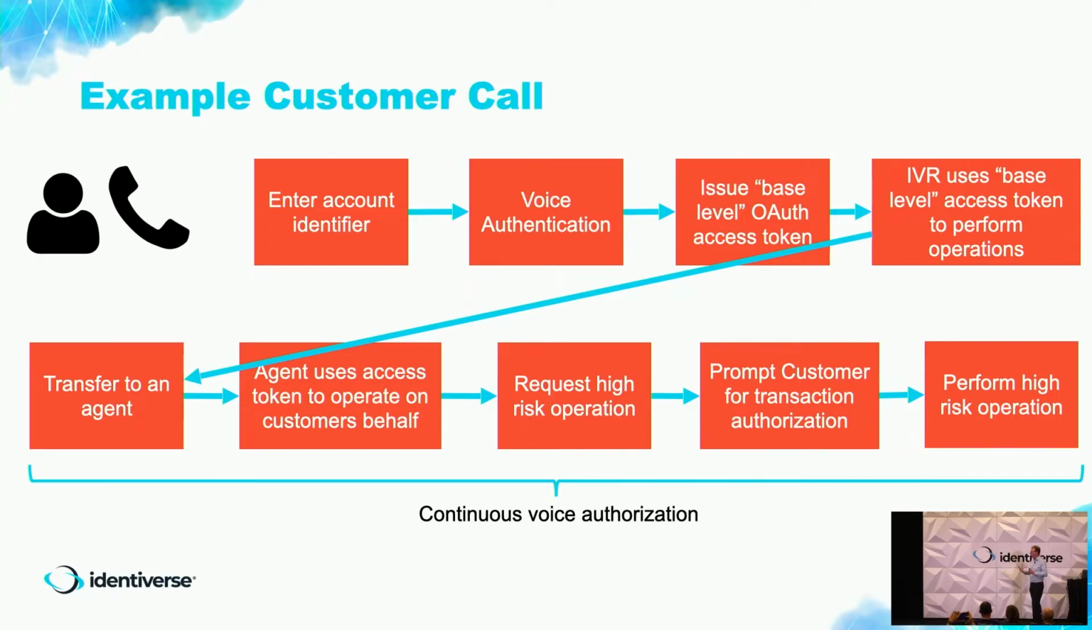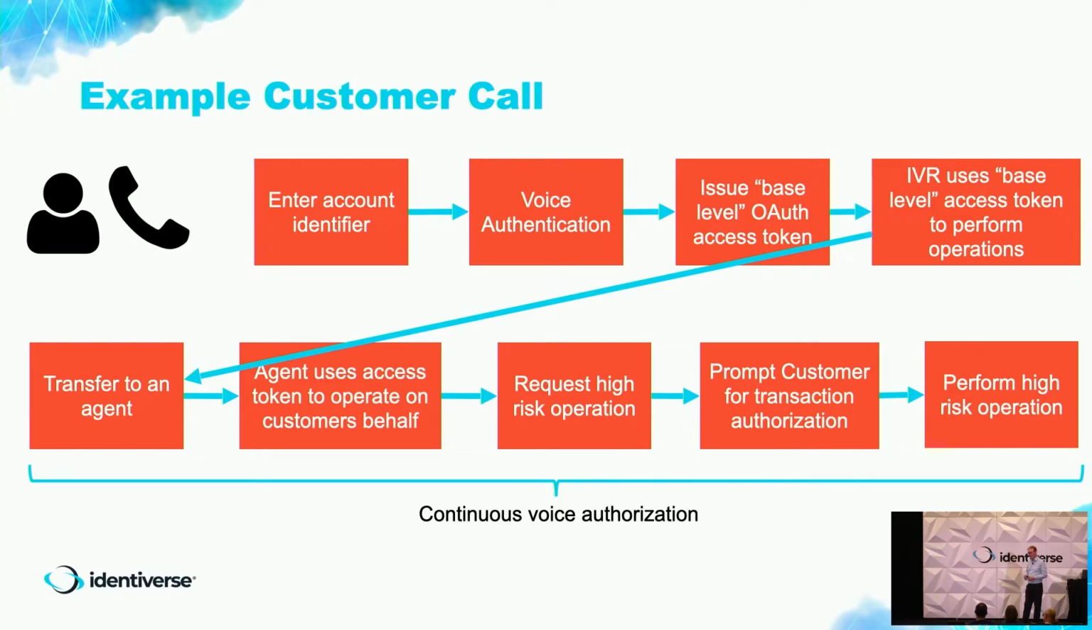So at this point, we can issue a base level OAuth access token that allows the customer to do certain, perhaps lower risk, operations at that level. Once we've got the access token, we need the IVR to use that base token to actually access the APIs on the customer's behalf, very much aligning with the principles of zero trust. So that's great. We've been using this in the IVR. The IVR has been talking to the API gateway and doing great things.